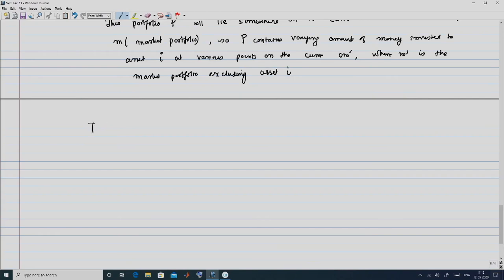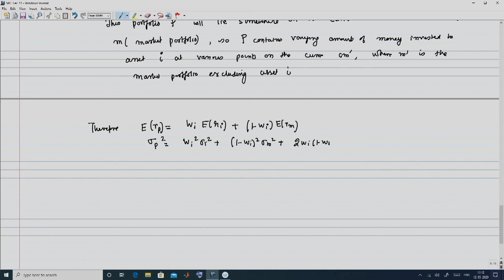All right, so let us now look at a bit of an analysis of this curve I M prime. Accordingly, we will look at the expected return and risk. So we have ERP. What is this? This is going to be the weight WI times the expected return of the ith asset, plus the remaining weight 1 minus WI times the expected return of the market portfolio. And accordingly, sigma P square is going to be WI square sigma I square, plus 1 minus WI square sigma M square, plus twice WI times 1 minus WI times sigma I M, and this whole thing is raised to half if I just take sigma P. So now I have found this relation between sigma P and ERP.